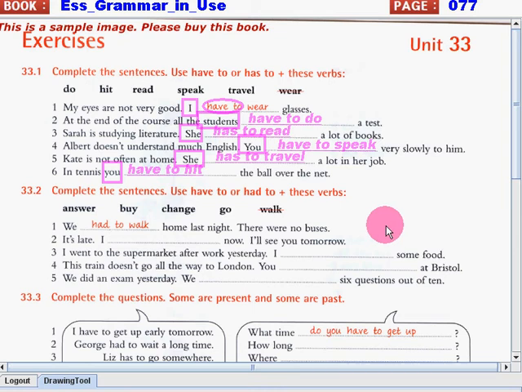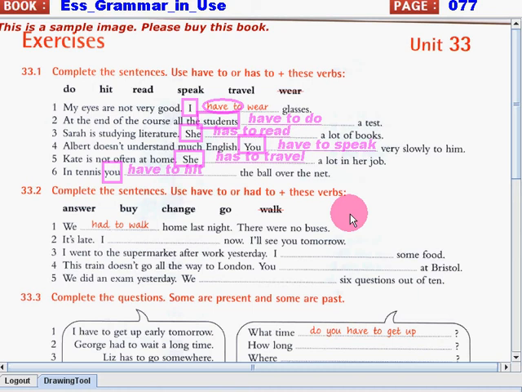Again, we will complete the following sentences. Use have to or had to plus the following main verbs. So it's just the same with the first exercise, but the difference is that now it's between present and past tense. Before, it's between singular and plural subjects. But now, it's between past and present tense. If you can still remember, we use have to for present tense and had to for past tense. Let's have an example.